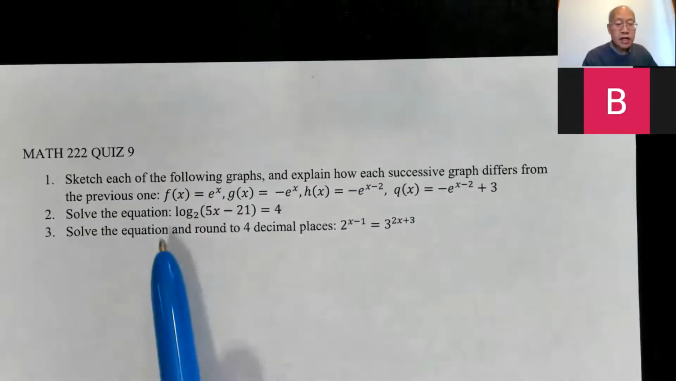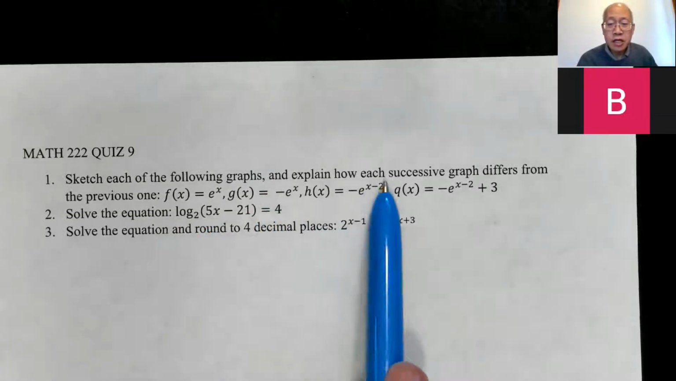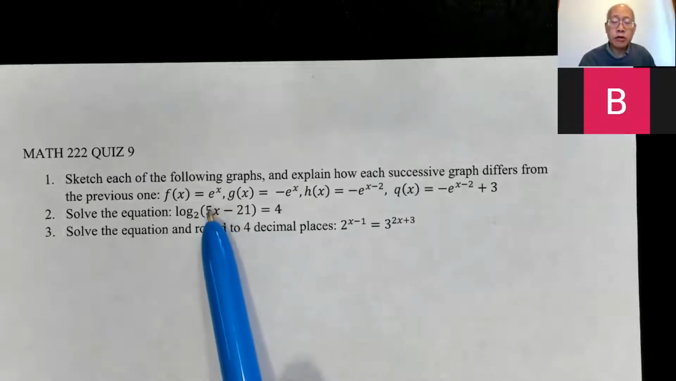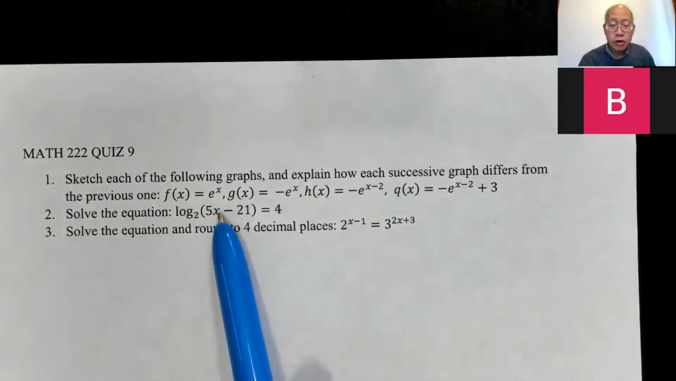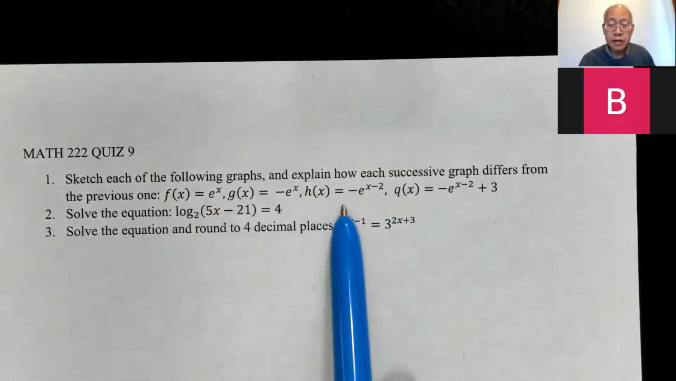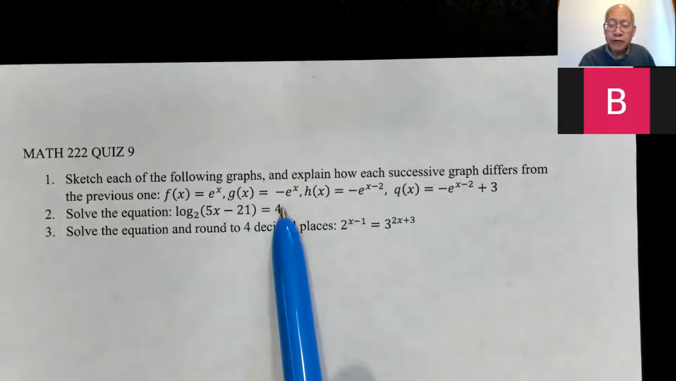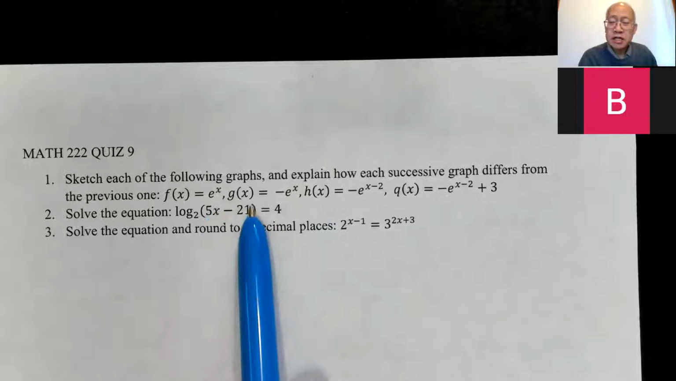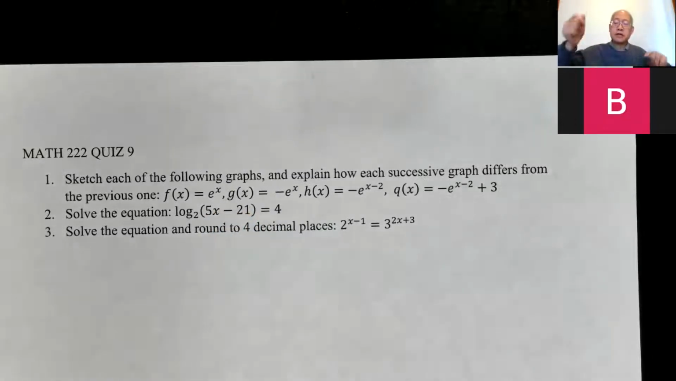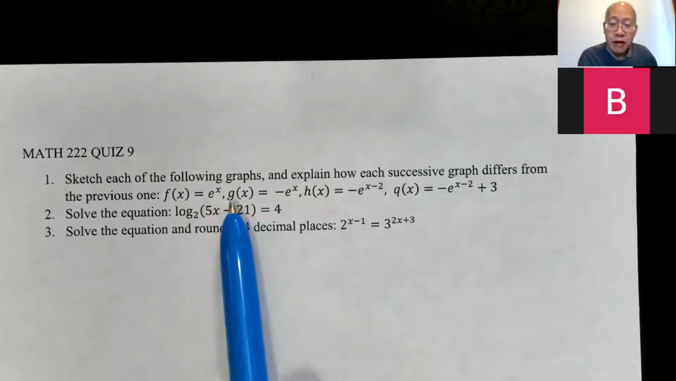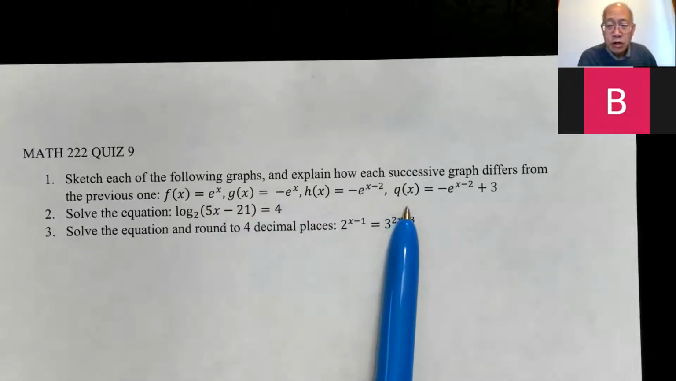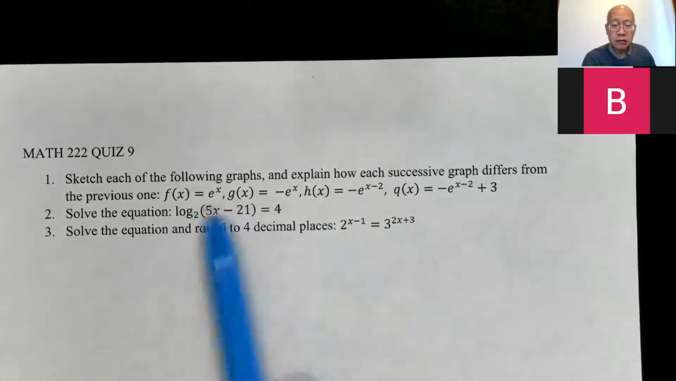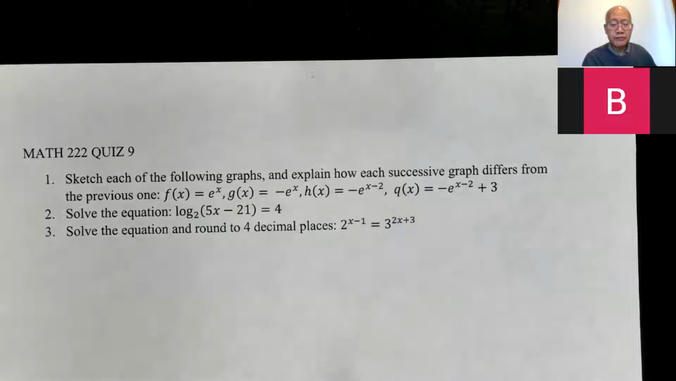Okay, number one, sketch each of the following graphs and explain how each successive graph differs from the previous one. So I need to see all four graphs. Now I'll leave it to you whether you want to put four separate graphs or put two on the same graph and two on the others. If you try to put all four in the same graph, it gets a little bit too crowded. So when you get to the point where two graphs start touching each other, then switch to another graph. You may have four different graphs, or you can probably get by with putting two on a graph. Like the first two, it's not that bad to put them on the same graph, but after that, it might be a little bit tough.